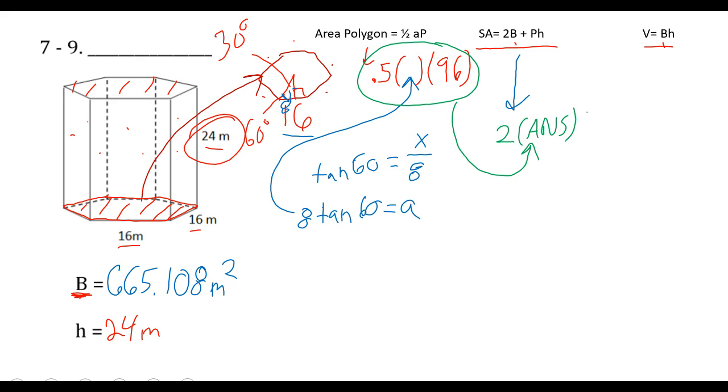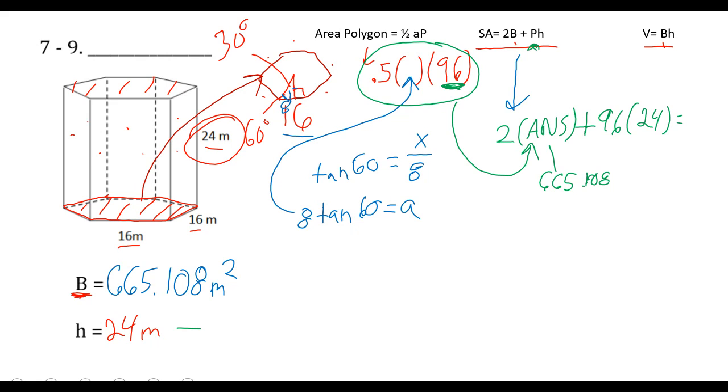2 times the answer plus, and really this is the 665.108, right? Plus the perimeter of the base. All right, we found that. That's actually just this, 96. Okay, times the height. Well, we have the height, 24. All right, this is what you could actually just punch in your calculator and get your final answer for surface area. All right, so that's what I'm going to do.